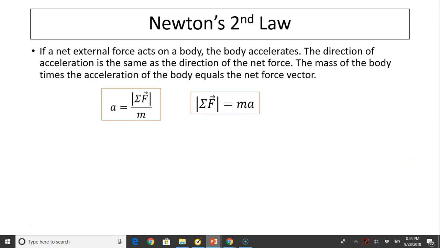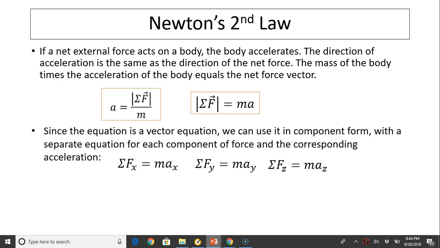Newton's second law tells us that if a net external force acts on an object, the body accelerates. The direction of acceleration is the same as the direction of the net force. The mass of the body times the acceleration of the body equals the net force. So acceleration is directly proportional to the net force and inversely proportional to the mass.